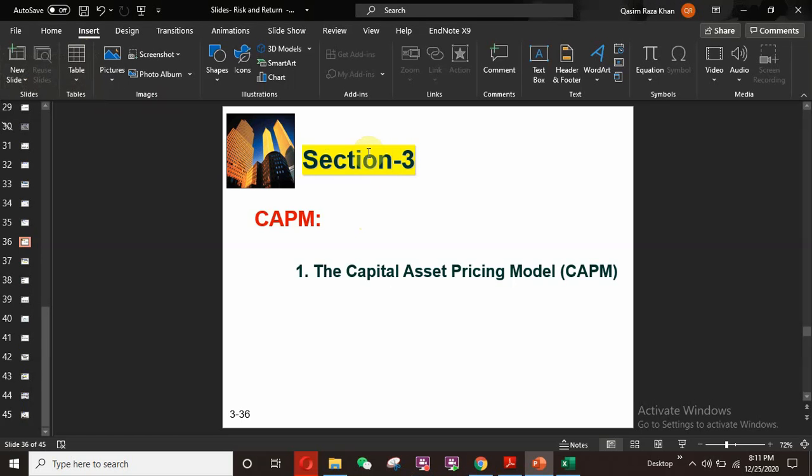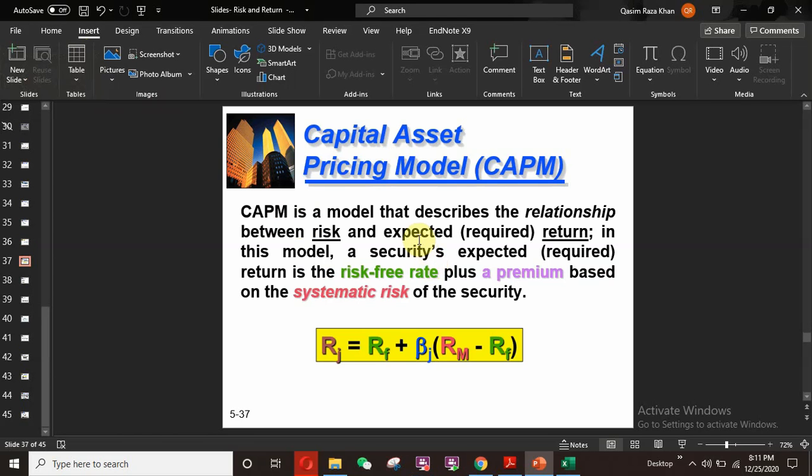And today we are going to do part 3 of risk and return. That is chapter number 5 in the Van Horne book. And the topic of today's lecture is CAPM, that is Capital Asset Pricing Model.